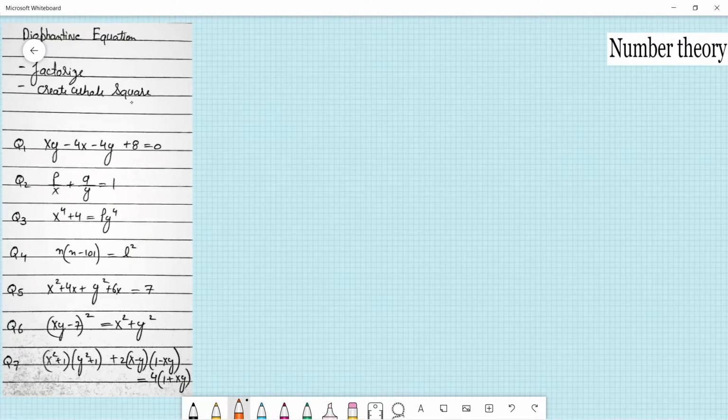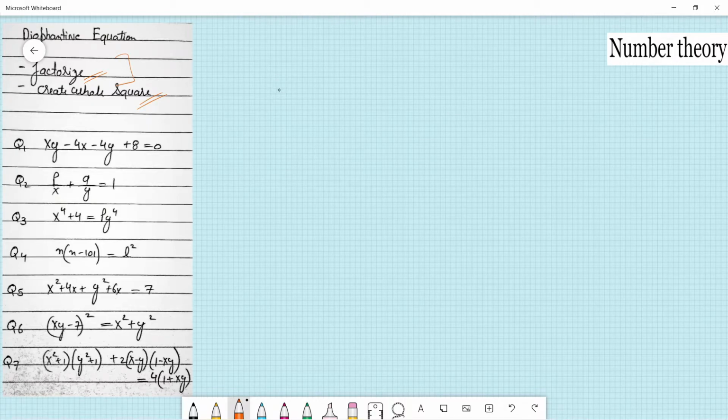Now we'll see some more ways to solve Diophantine equations. So first is the method of factorization, and second is to create whole squares. Let me just quickly tell you how these methods are going to be used.